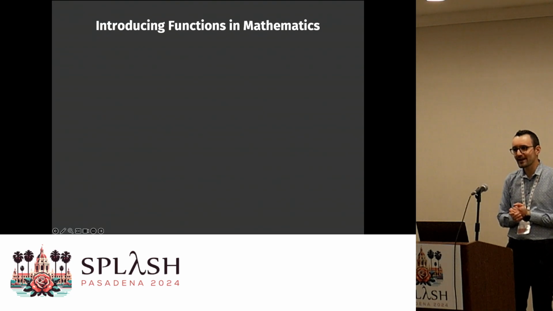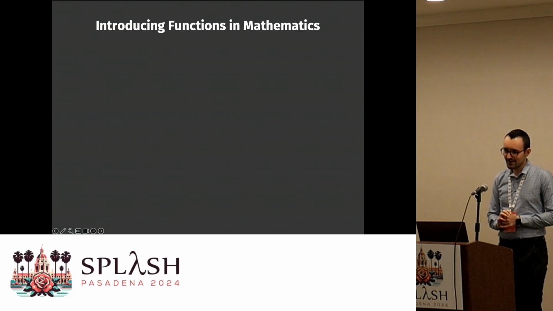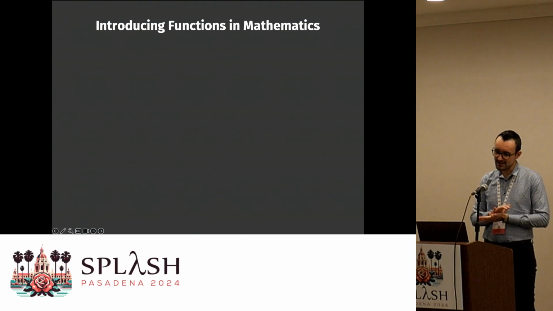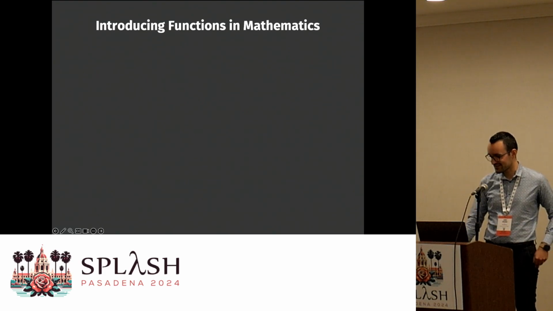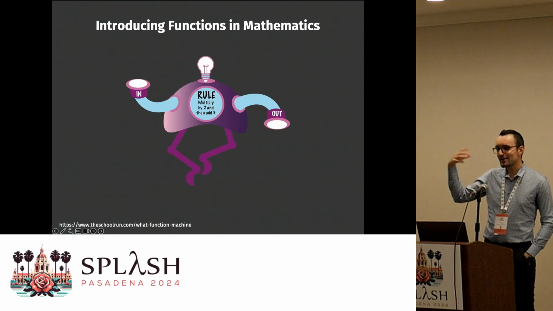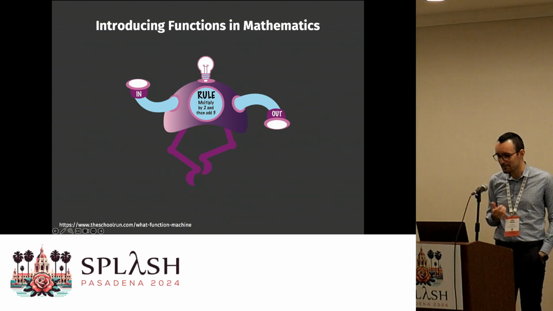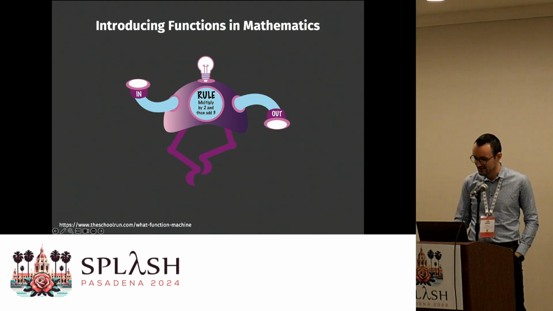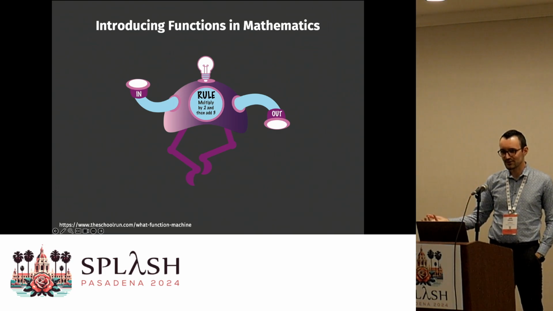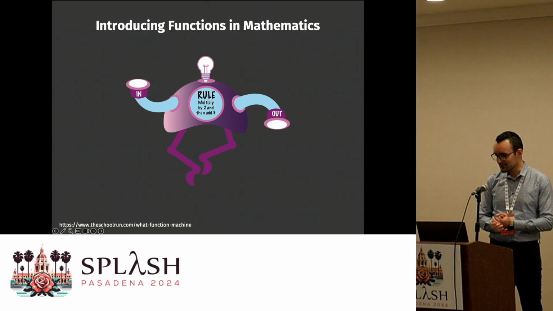If you look at a textbook, let's say a middle school math textbook, and look at how they introduce the idea of a function, you may find something like this. Some kind of machine here that has a rule and then has some form of input and some form of output, and it's kind of this machine that transforms what comes in and produces something that goes out.